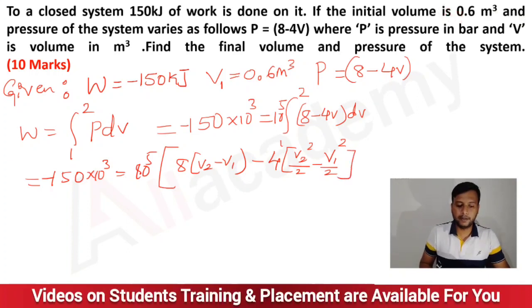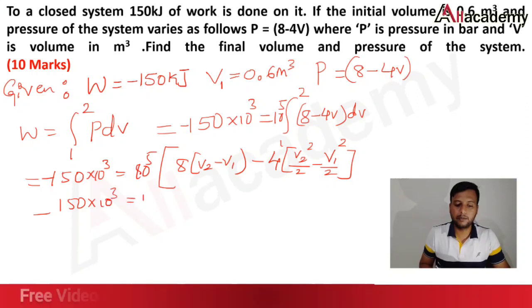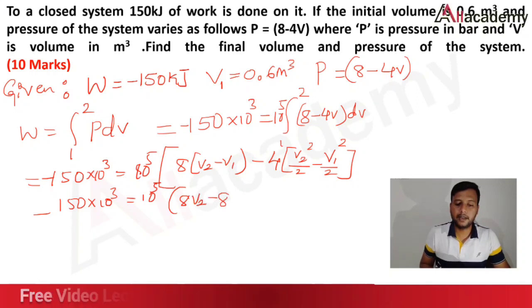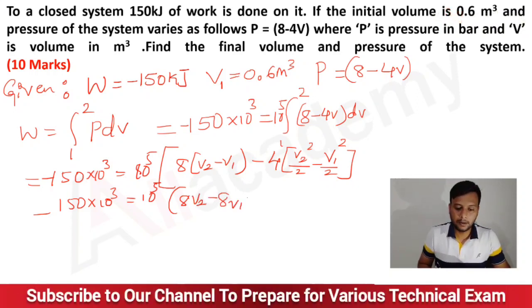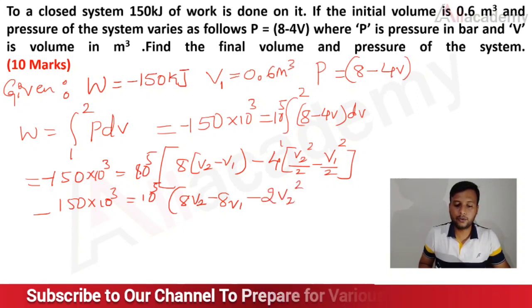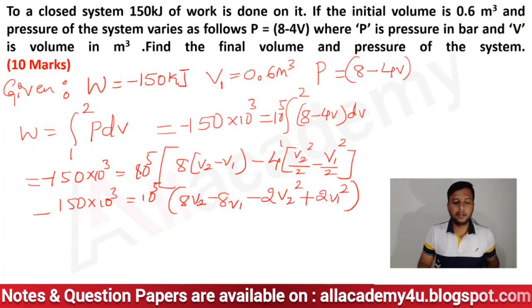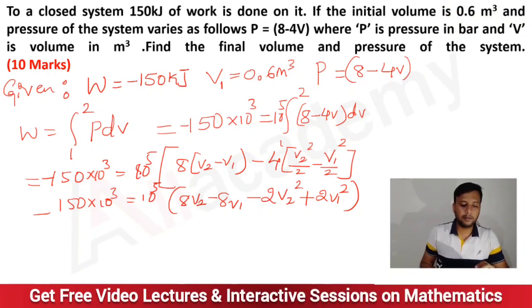Now again if I simplify this, minus 150 into 10 raised to 3 will be equal to 10 raised to 5 times 8 V2 minus 8 V1 minus, taking 2 outside, 2 V2 square, minus into minus becomes plus, plus 2 V1 square. Now this is one equation. So let us simplify this one.